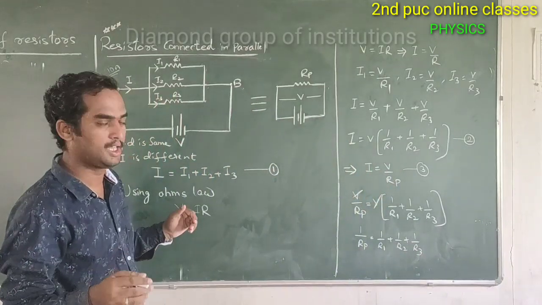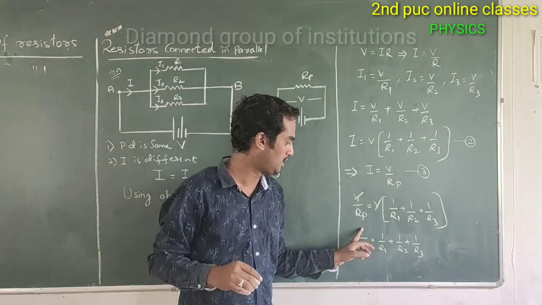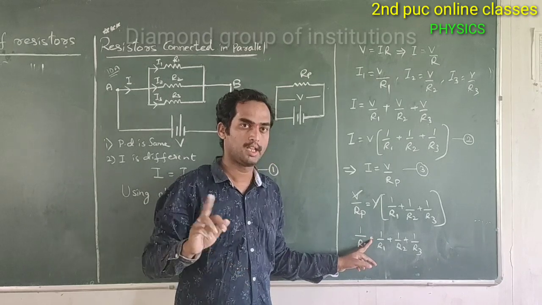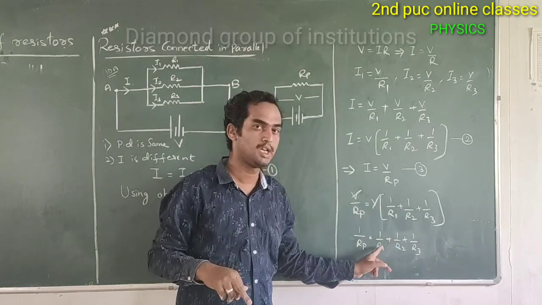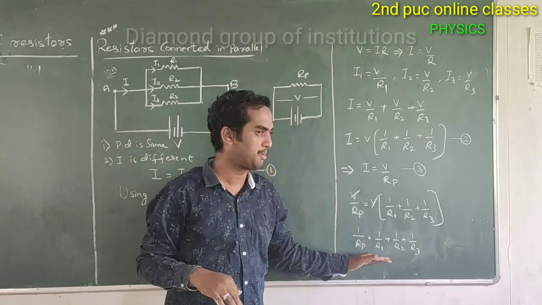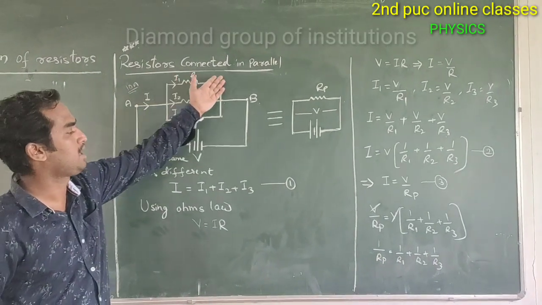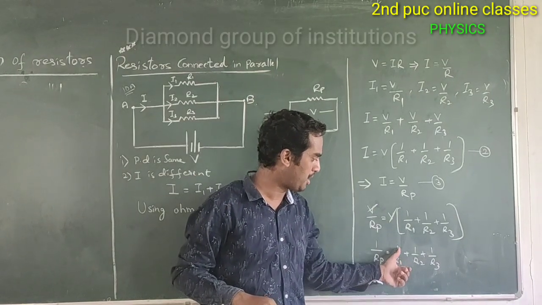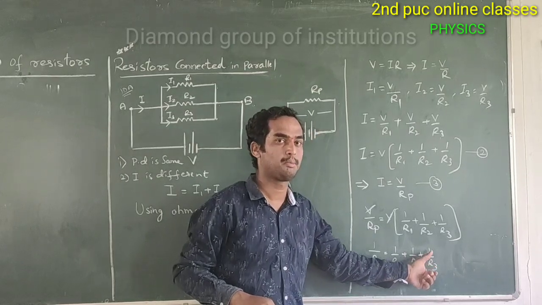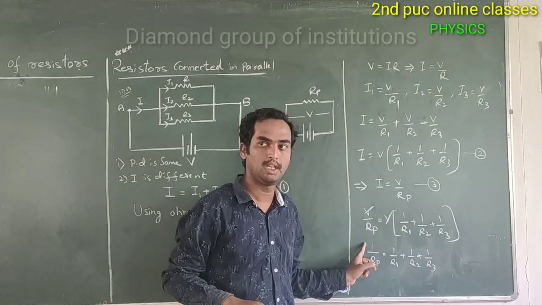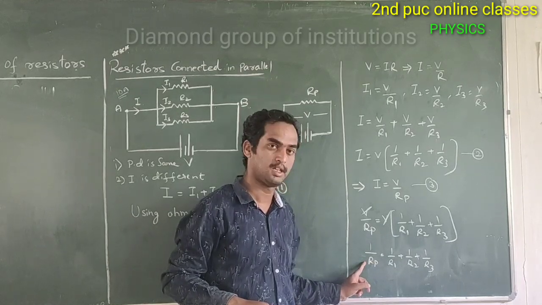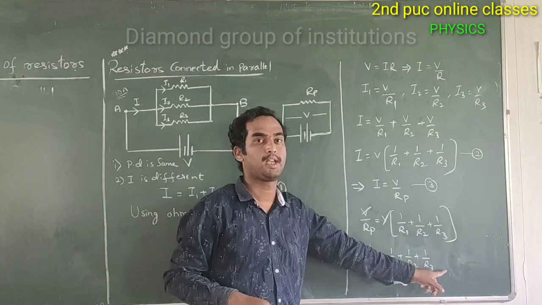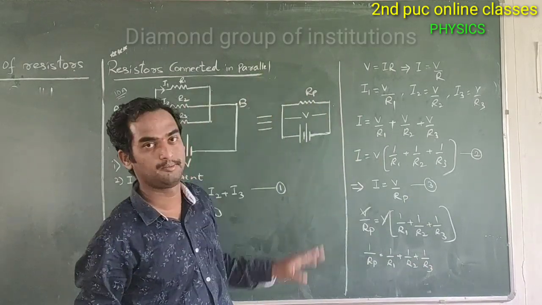So we can say the statement like this. The reciprocal of the equivalent resistance is equal to the sum of the reciprocals of the individual resistances. That is the statement for resistors connected in parallel. Once again, the final expression: 1 by RP equal to 1 by R1 plus 1 by R2 plus 1 by R3. The reciprocal of the equivalent resistance is equal to the sum of the reciprocals of the individual resistances connected in parallel.